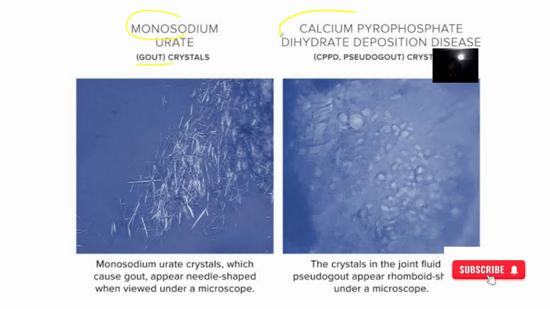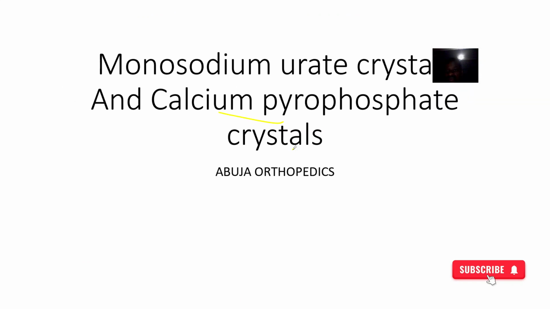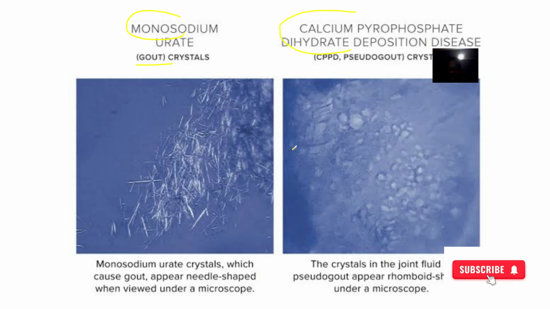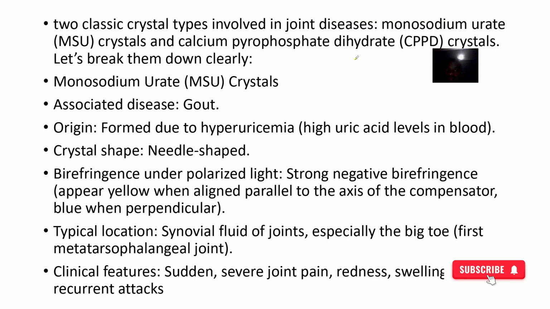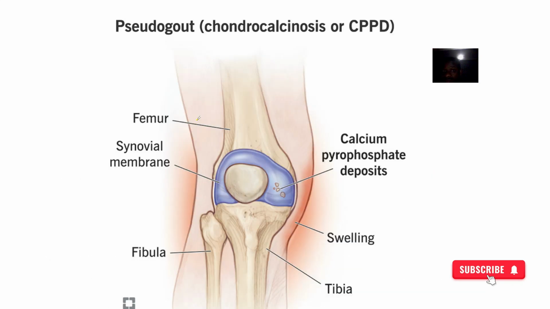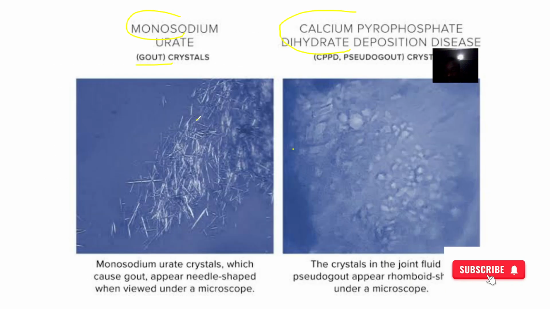While calcium pyrophosphate dihydrate deposition disease is caused by what? The calcium pyrophosphate crystals. It's the same thing as pseudogout. Do you understand? This one causes the real gout, this one causes the pseudogout. So looking at the monosodium urate crystals, in the first discussion we said it usually causes gout. I didn't bring the pictures, but this is pseudogout, and gout is the real one.